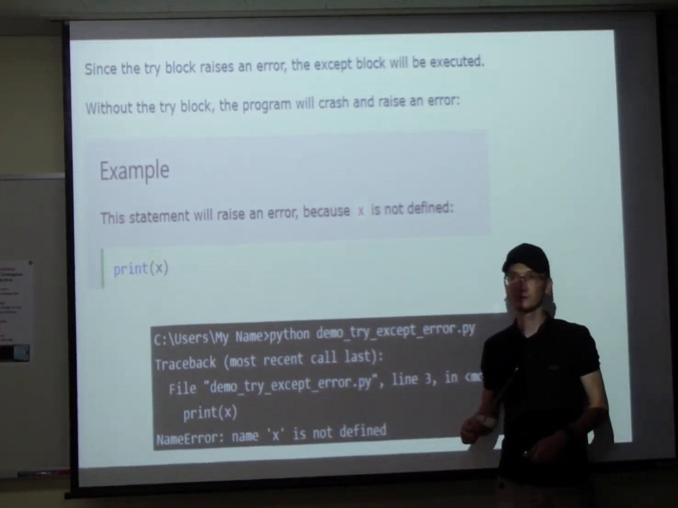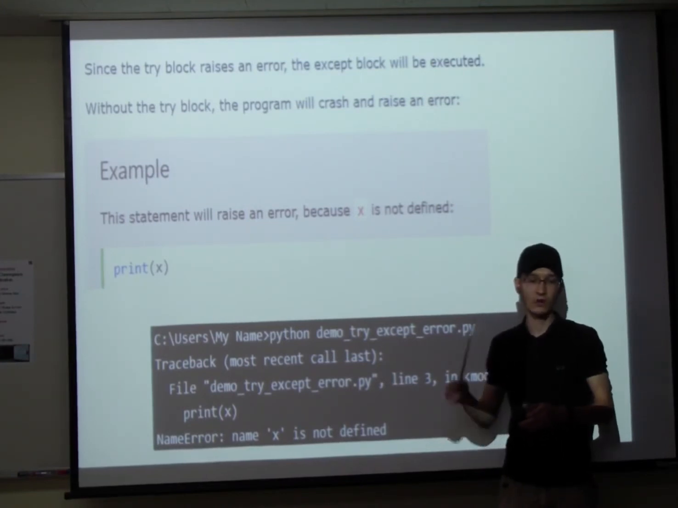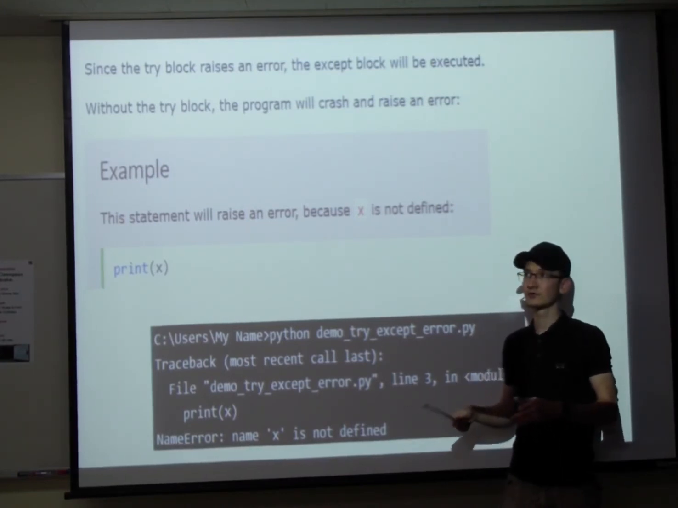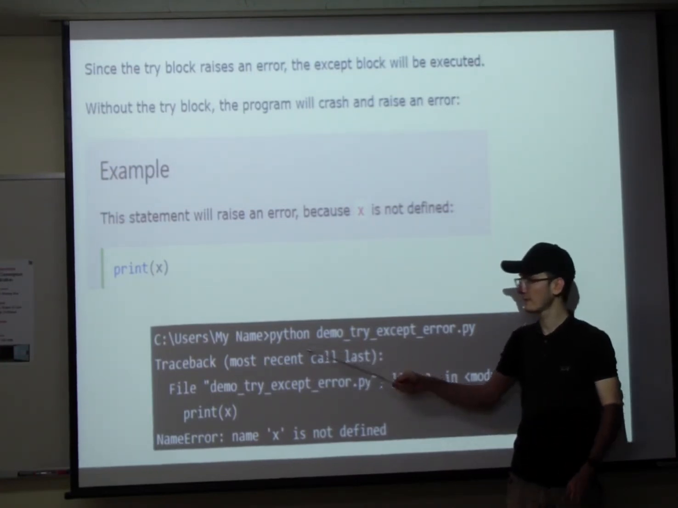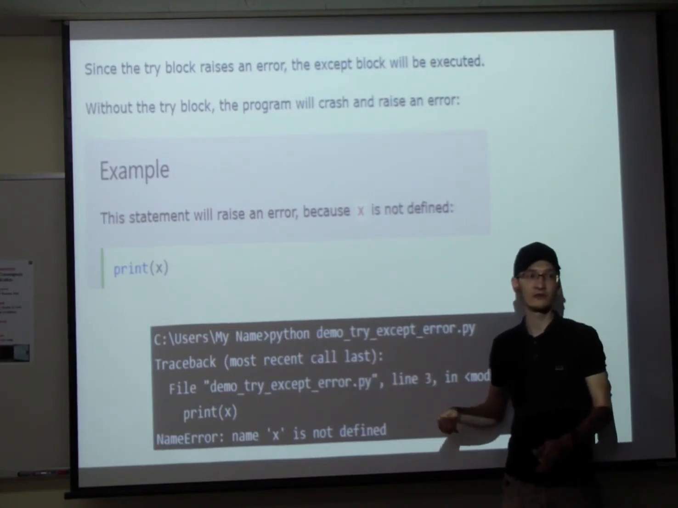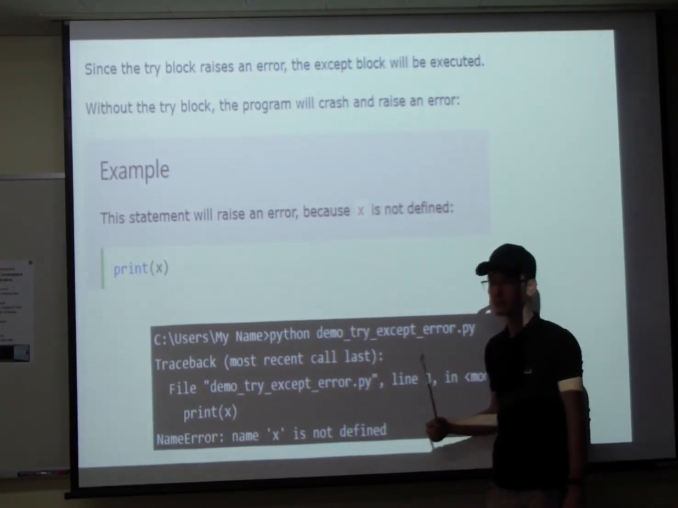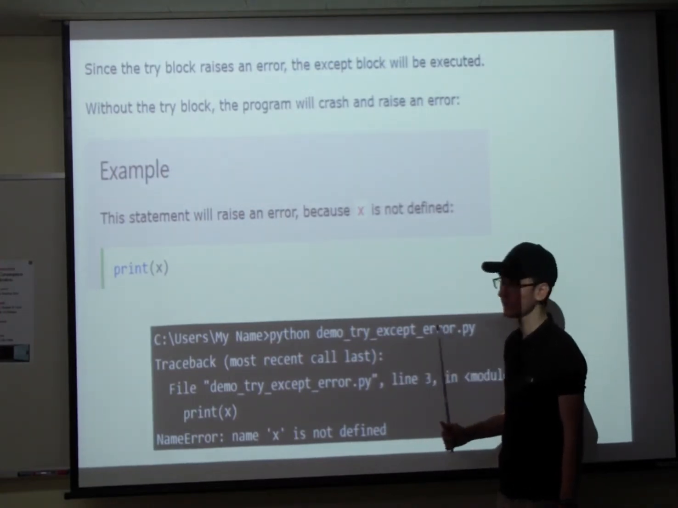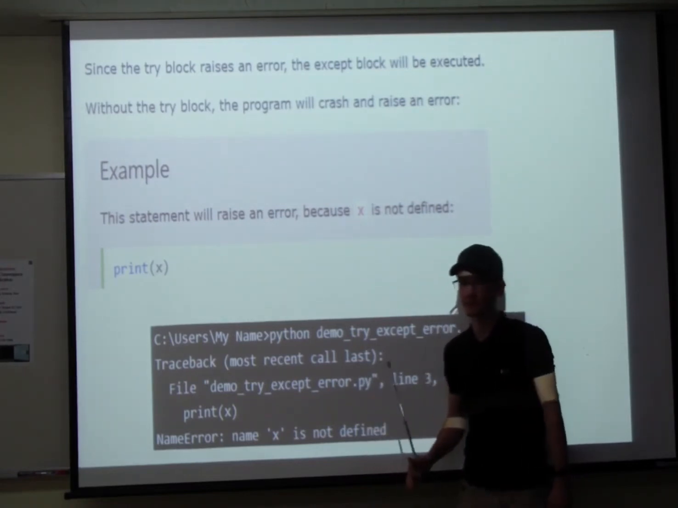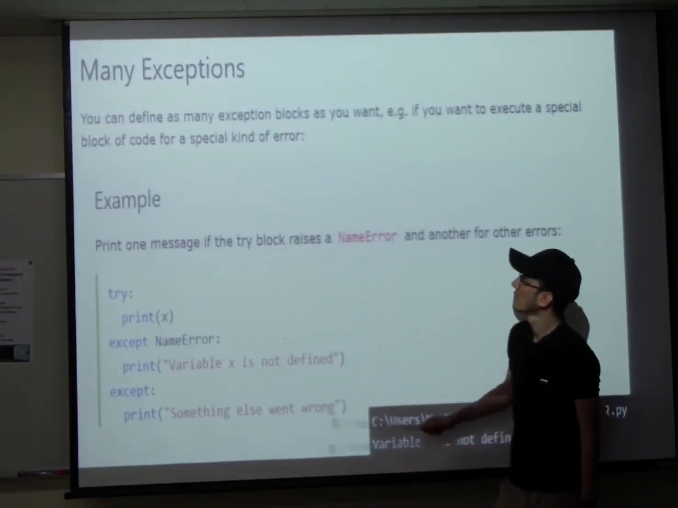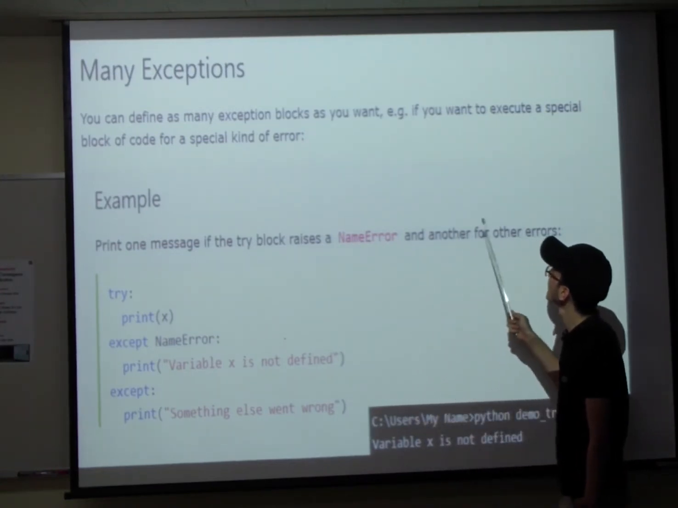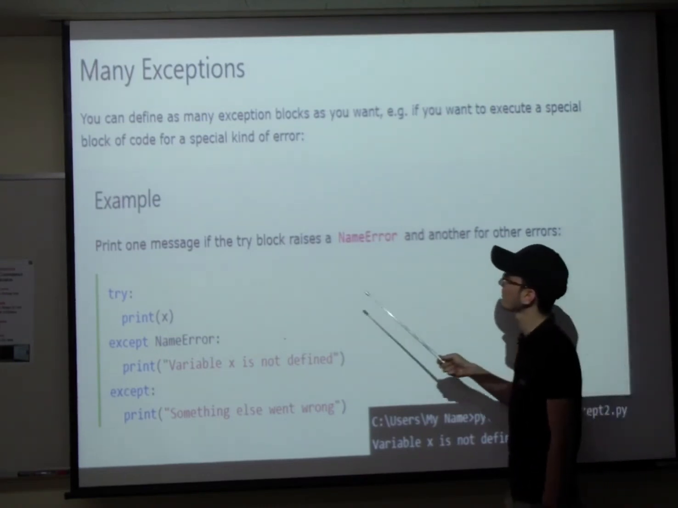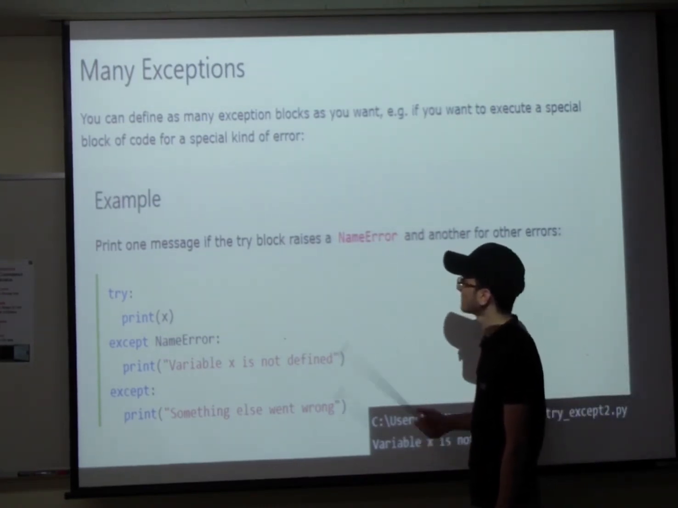Some programmers just write long codes, and if they try to run it, if they have some errors in their code, they will have error. Their program will crash, even also. To prevent this kind of thing, we use try and except. Many exceptions. You can define as many exception blocks as you want, if you want to execute a special block of code for a special kind of error.